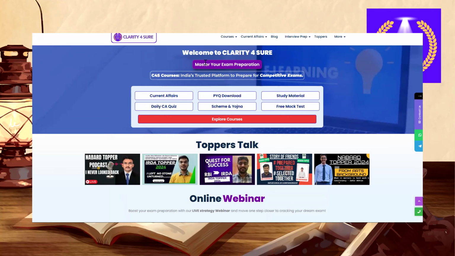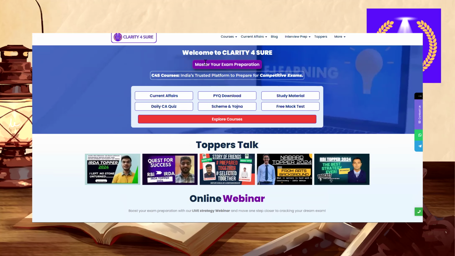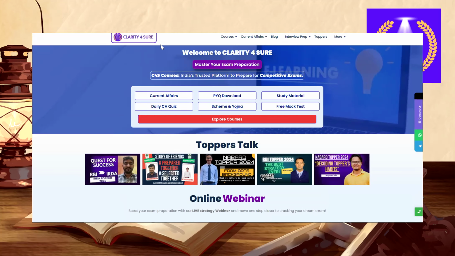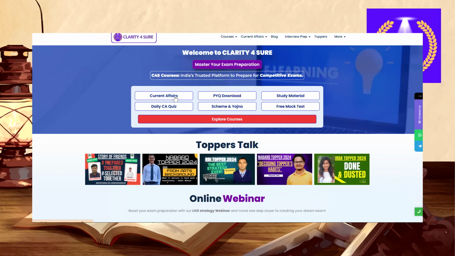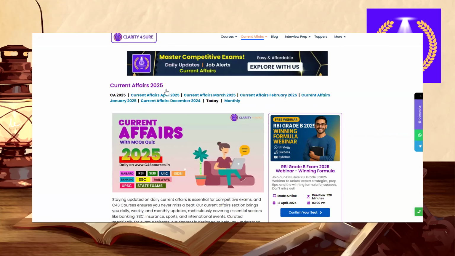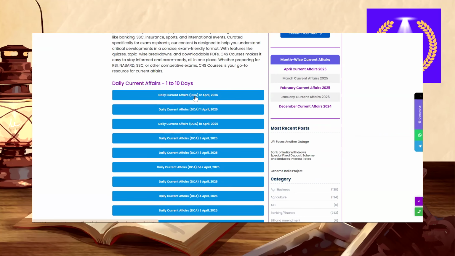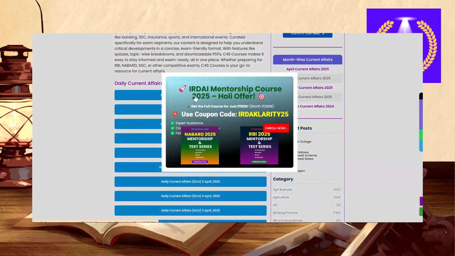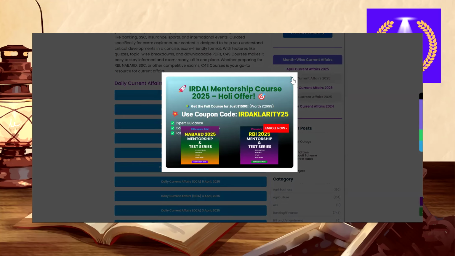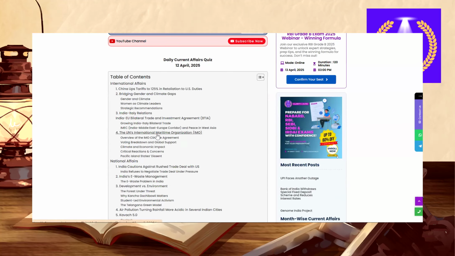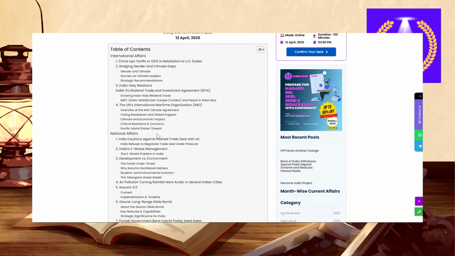Other things visible to all of you. So this is the website of Clarity for SEO. Is it visible? All right. You just tap on this and you will find everything related to current affairs. You will find that yesterday's current affairs got updated. All right, see here. In this way, current affairs are being provided.